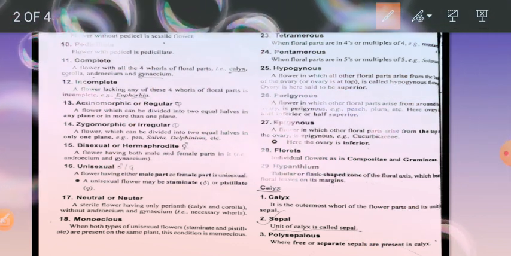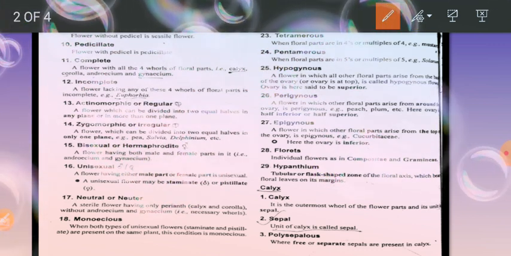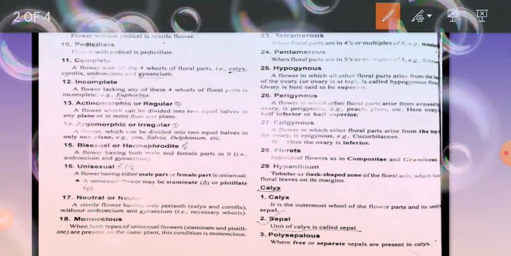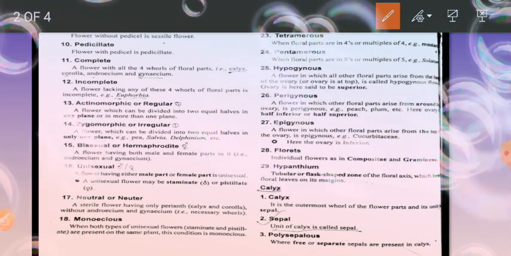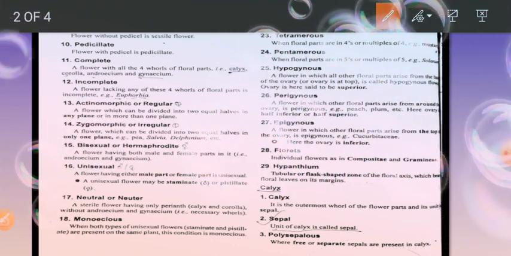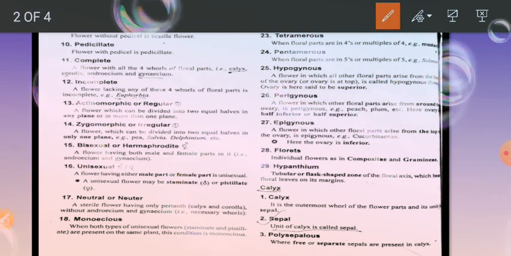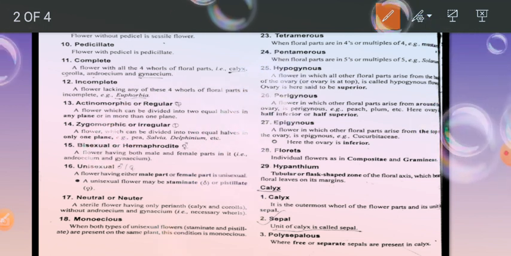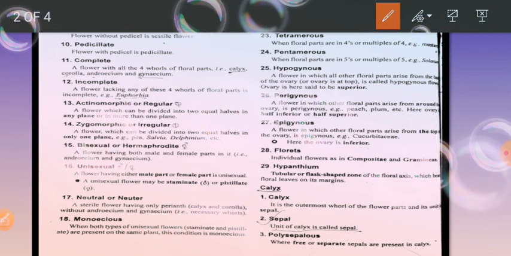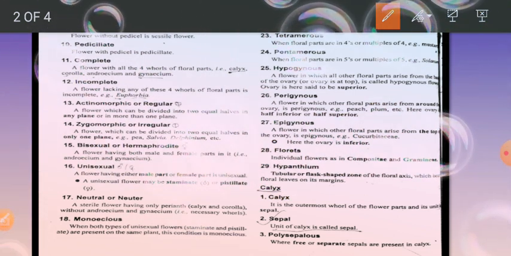Then monoecious and dioecious. Monoecious means unisexual flowers, where only one kind of flower, either male or female, is present on the same plant. Then in the case of dioecious, male and female flowers are present on different plants. Then polygamous: more than one kind of flower is present, then this is known as the polygamous.